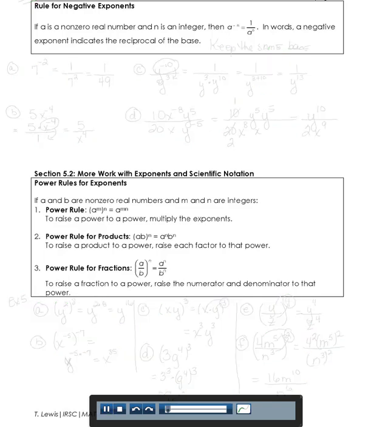Going to record now. Let's turn to page 26 of your notes and look at the rule for negative exponents.